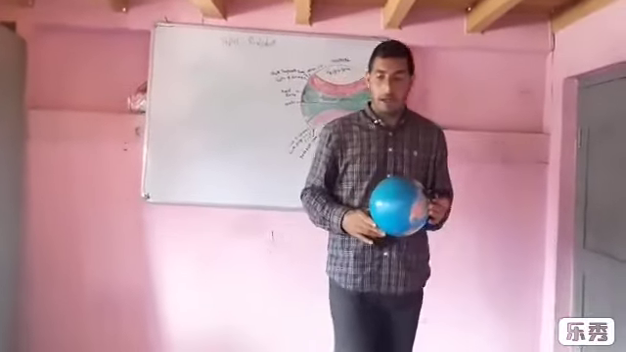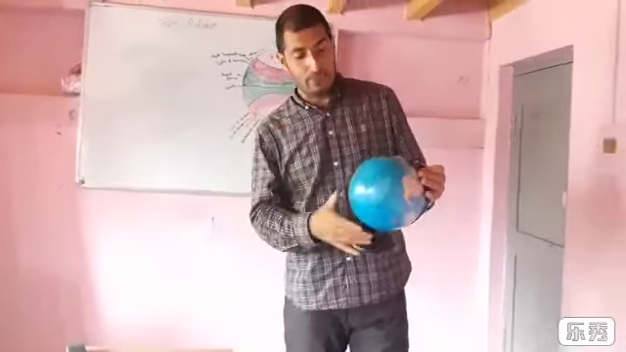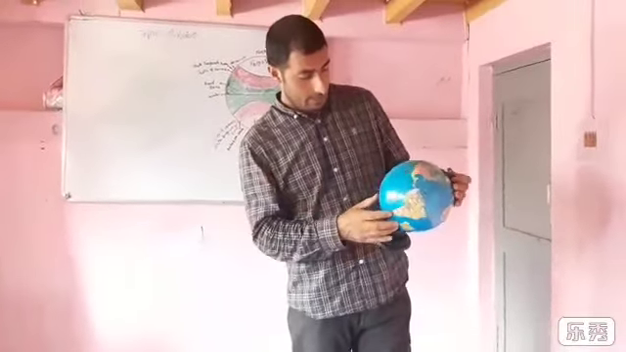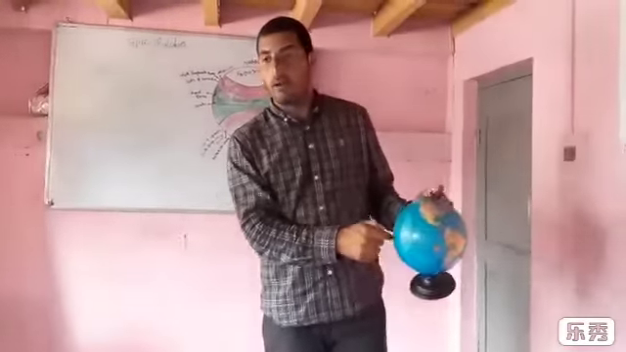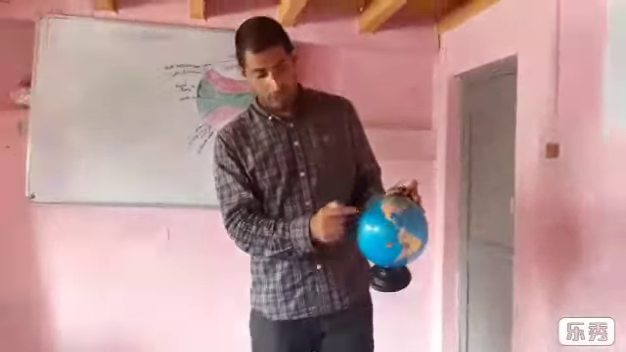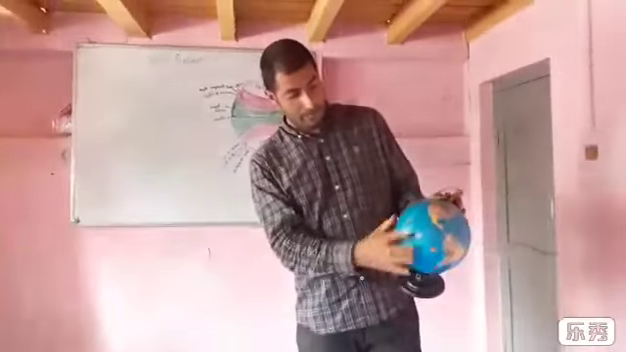And there are 5 major oceans on the globe. First, there is the Pacific Ocean. See, here is the Pacific Ocean. This is the world's deepest ocean.